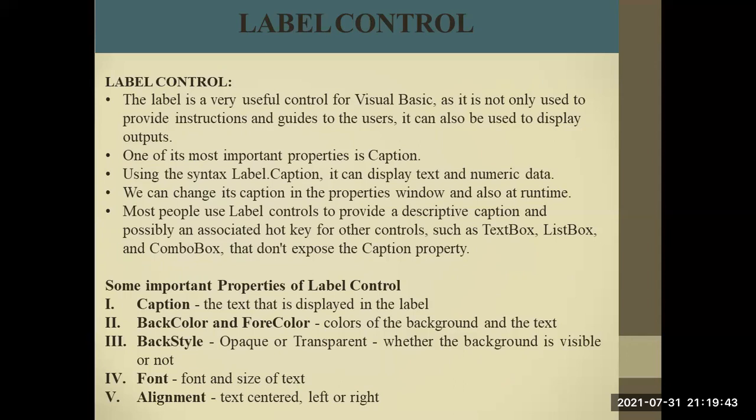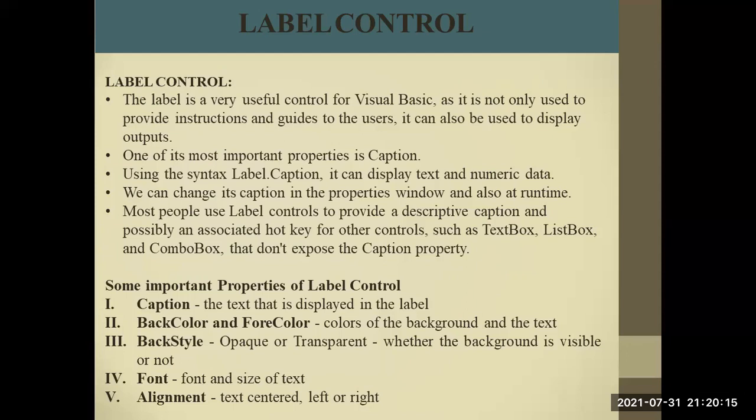Now it can display text and limited data. The naming of this caption can be done by the Label.Caption method. So we are writing a caption, and this caption can be written either in text format as well as in limited data. And we can change this caption in the property window and also at runtime. So at any time you can change these captions.